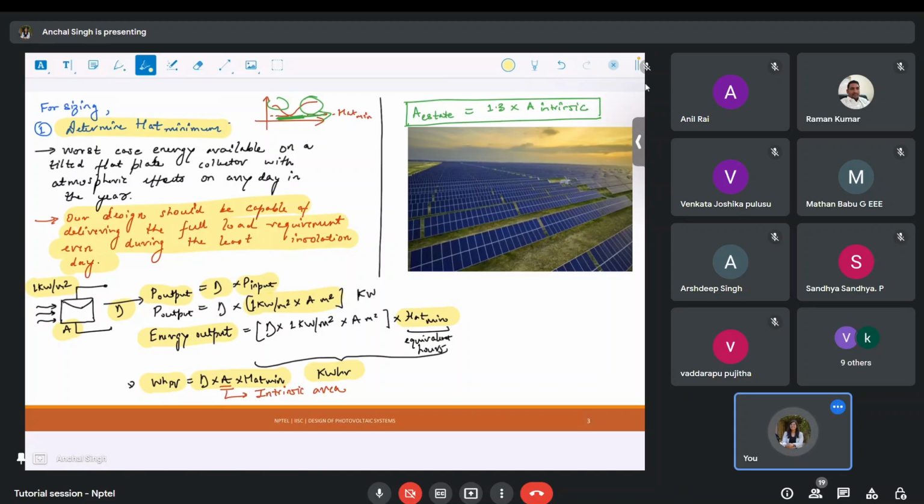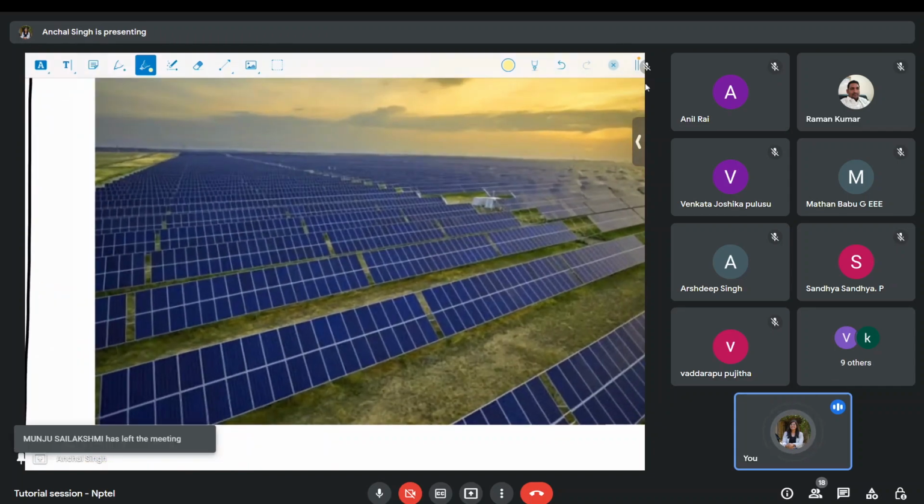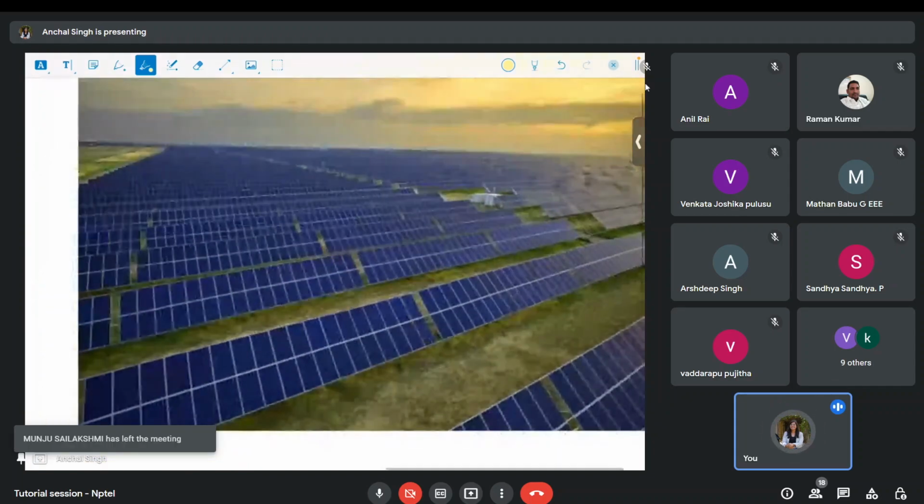And in this, always remember these units, since this is in kilowatt. This might cause you problems in numericals. So this area that you obtain here, we call this area the intrinsic area. Now, why do we have to use a separate term for this? Because you can see in this image that present in this is a solar field, a big solar field. You can see that they have left spaces in between.